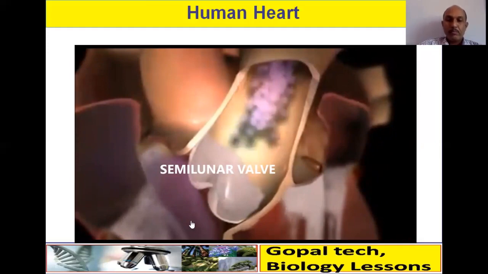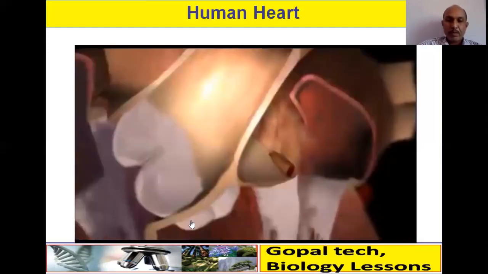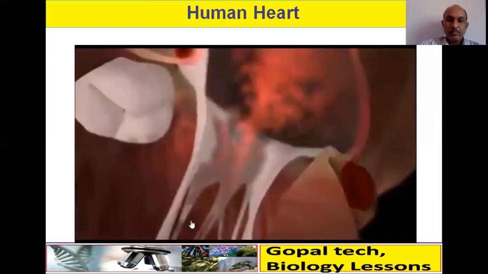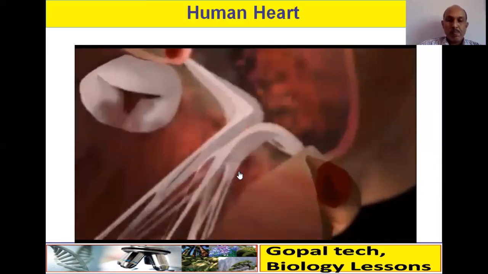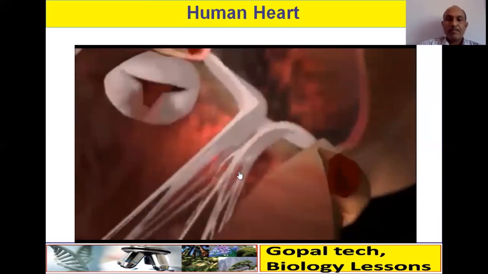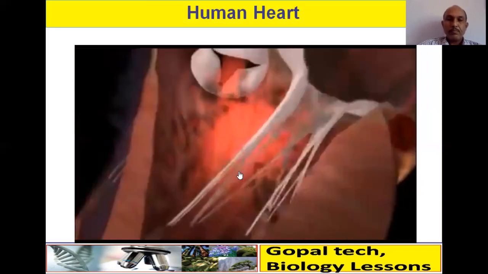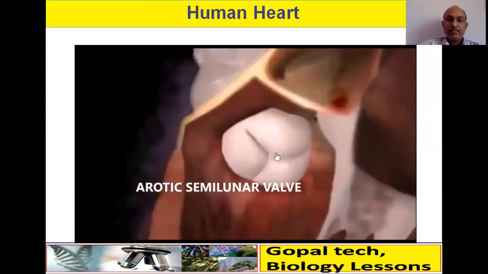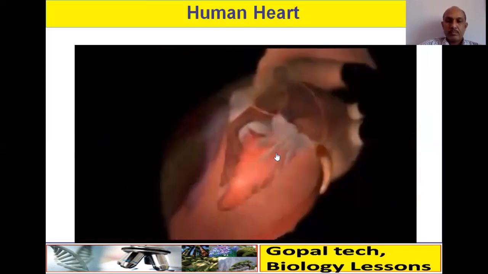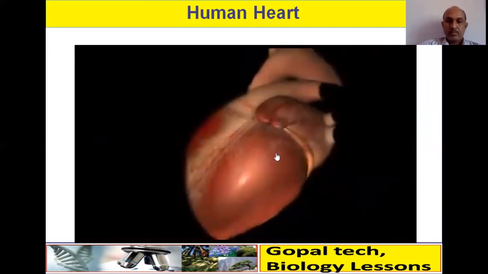On the left side of the heart, the mitral valve separates the left atrium and the left ventricle. So on the left side there is a mitral valve, the bicuspid valve. Blood flows from the left ventricle to the aorta through the aortic valve, and here too you can see the semilunar valve. Arteries carry blood with oxygen and other nutrients to the rest of the body.